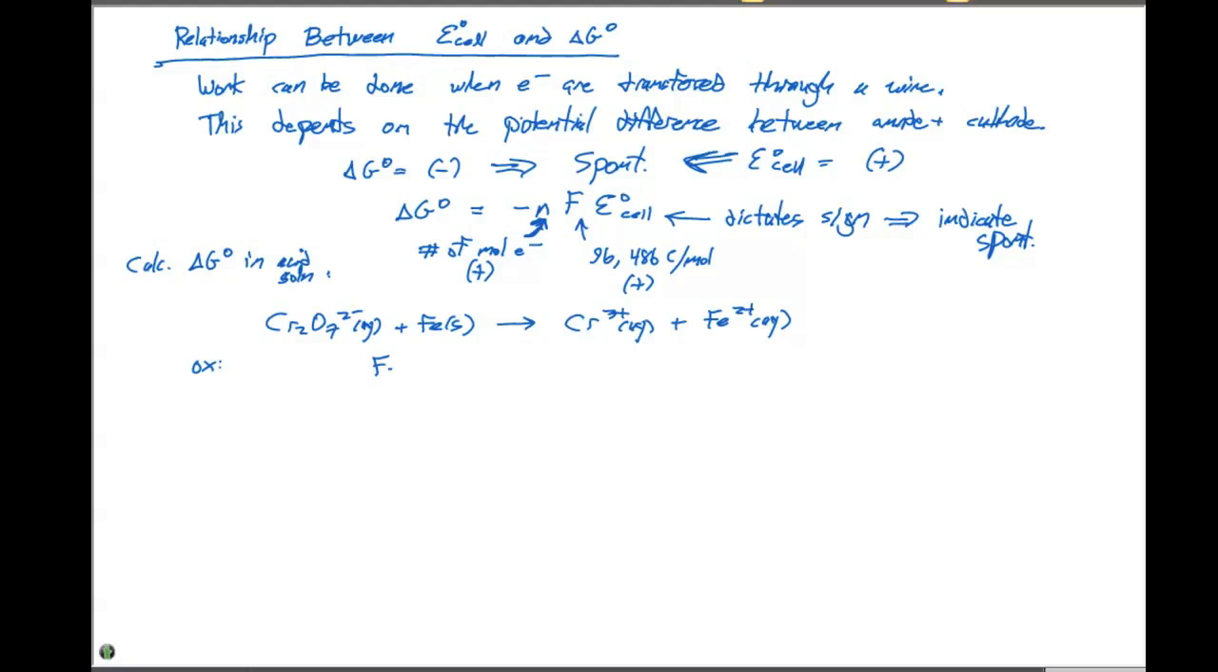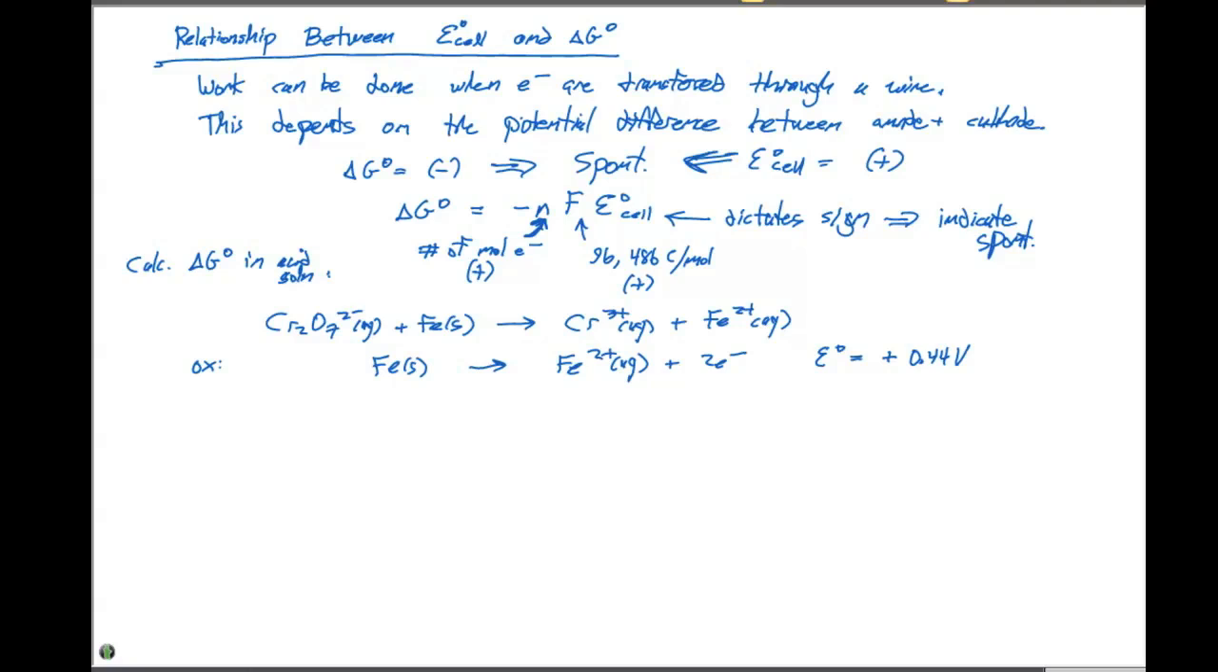In this case, we have solid iron becoming iron 2 plus, plus 2 electrons. The oxidation potential, or the potential for this half reaction, is going to be positive 0.44 volts. The reduction potential for iron is a negative value, so here we have an oxidation half reaction. So this is going to be positive 0.44 volts for this reaction.